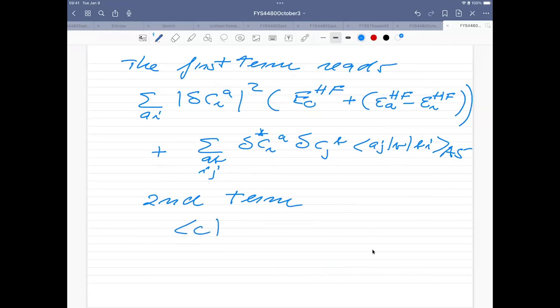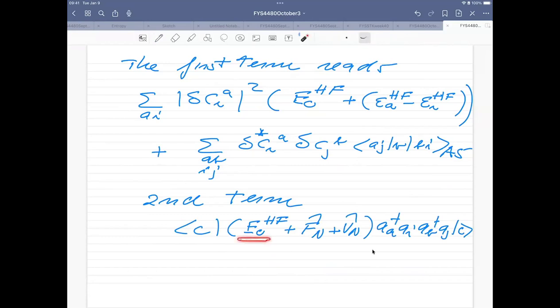So it's going to be a C. There's going to be an E0, Hartree-Fock. We will have the 1-body operator, Fn, plus V of n. And this is now multiplied with AA, AI, AB, and AJ with C. So if we look at the first term, this one, this is just a constant.